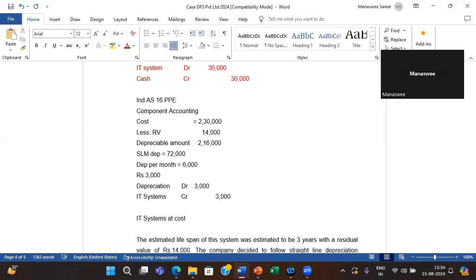Here, for the timing, commerce students, we are not going to touch on the subject of revaluation, so forget it. If I have revalued some assets, I will have to write IT systems at revalued amount. Let us not confuse the other kids by bringing in the issue of revaluation. So IT systems at cost will be 2,30,000.